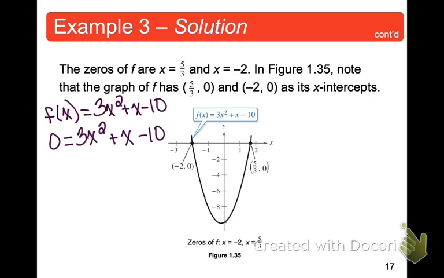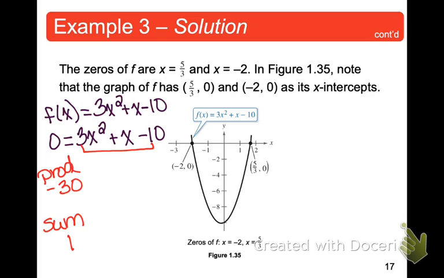Now, my a value here, which is my coefficient in front of my x squared, is 3. So in order to solve this, what I have to do is I have to factor using the AX method. So I take my 3, I multiply it times my negative 10. So my product is going to be negative 30. And my sum is going to be 1. I get my sum from this value right here. My product is 3 times negative 10, but my sum is whatever's in front of that x.